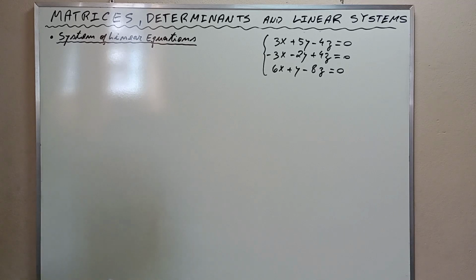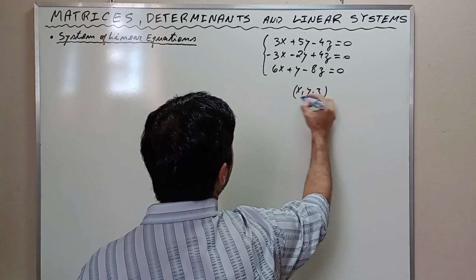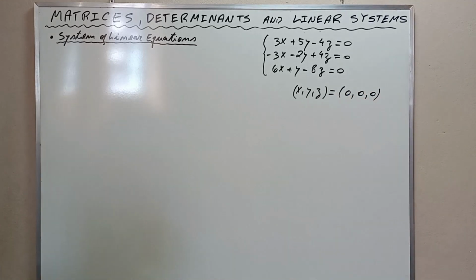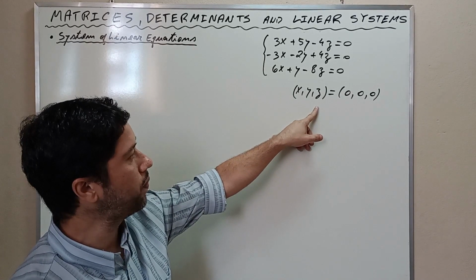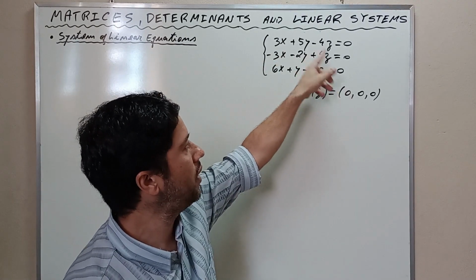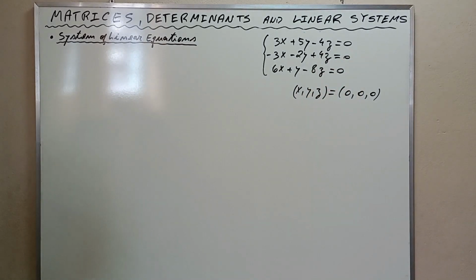Obviously, x, y, z equal to 0, 0, 0 is a solution to the system. But this is the trivial solution, because if you substitute 0 in x, 0 in y, and 0 in z, of course the result is 0. This is the trivial solution. We are not interested in the trivial solution. We want to state whether the system has a non-trivial solution.